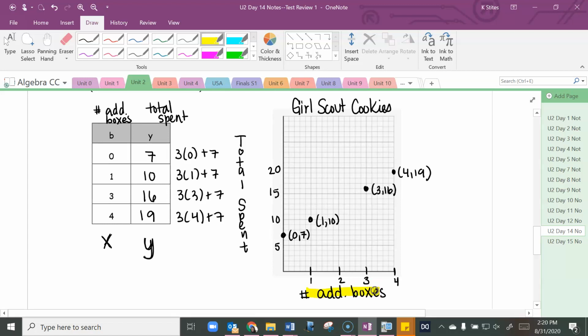Okay, so you've got your labels, you've got your title, we have a good scale here, meaning we're jumping by the same amount each tick mark, and then we also have our points plotted and labeled.